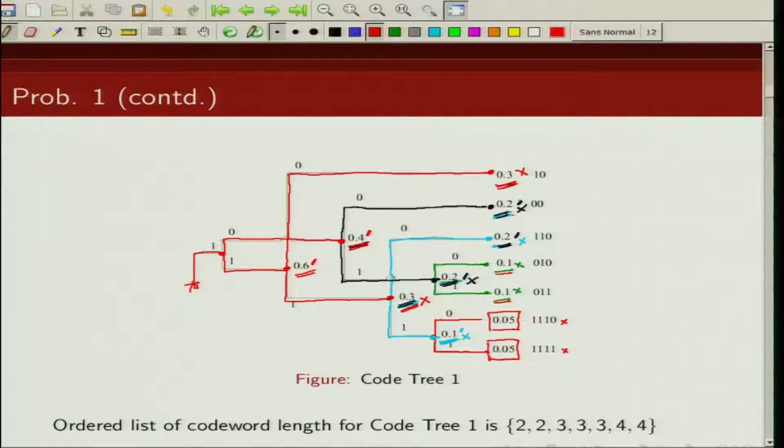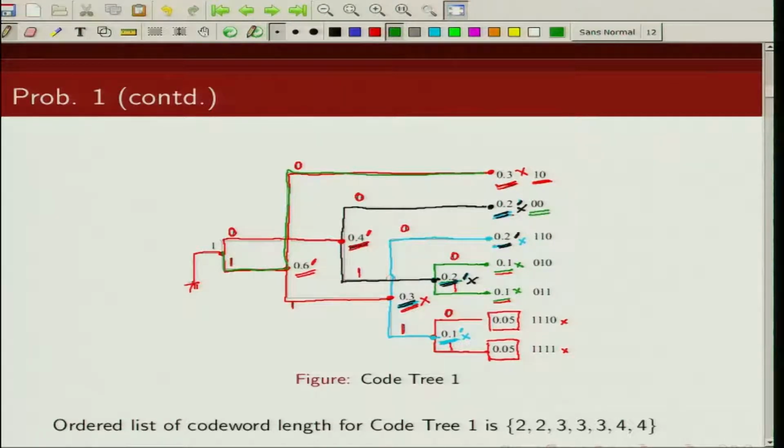And the final step is I assign zeros and ones to these branches, zeros and ones to these branches. So if I do that, what I come out with is the code word for this particular symbol is 10. You can see, 10.